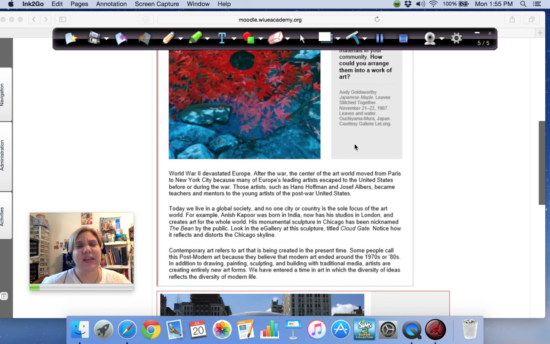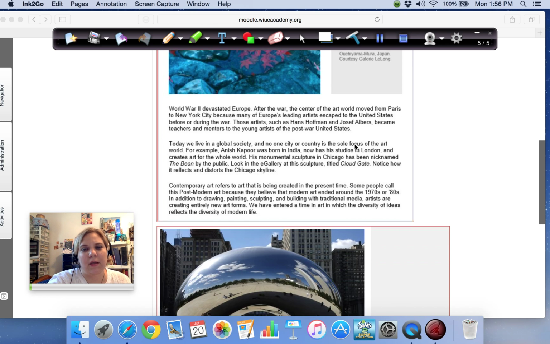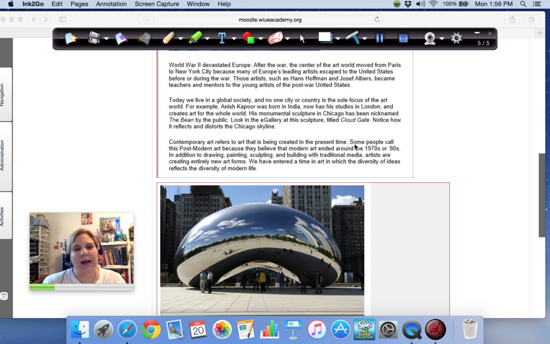So the art center actually is said to have moved from Paris, France to New York City, because the artists left Europe. And I'm trying not to get too much into the history, but for various reasons, those artists from Europe then influenced artists in America. Okay, and they're talking about how we live in a global society. We have artists from India who have studios in London who are creating works in America.